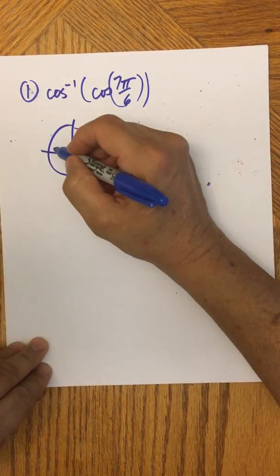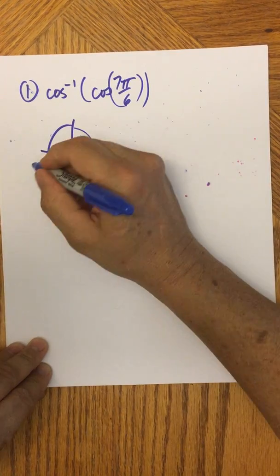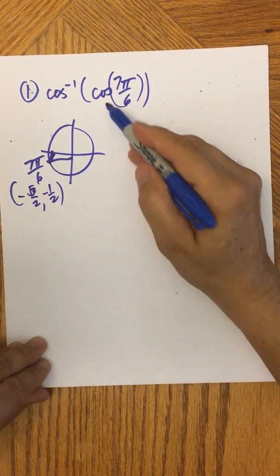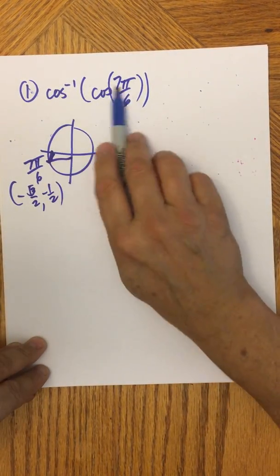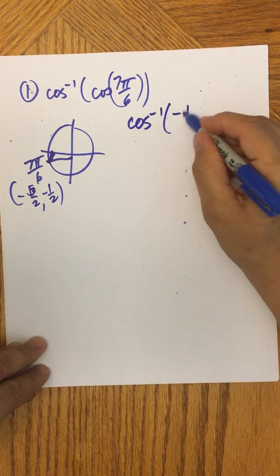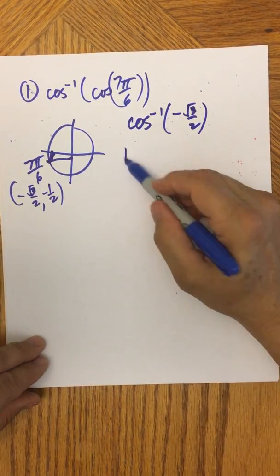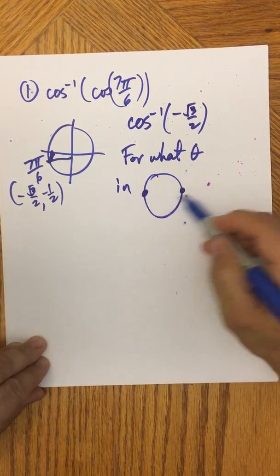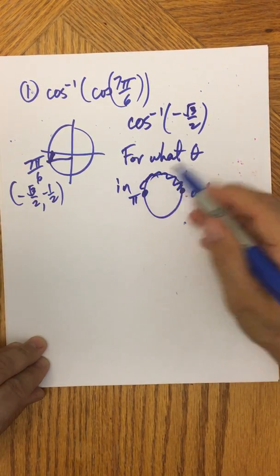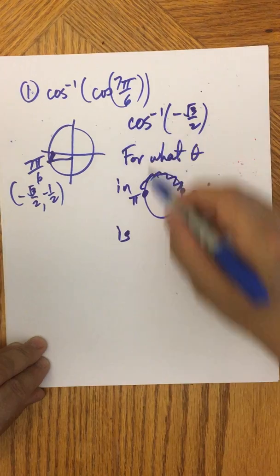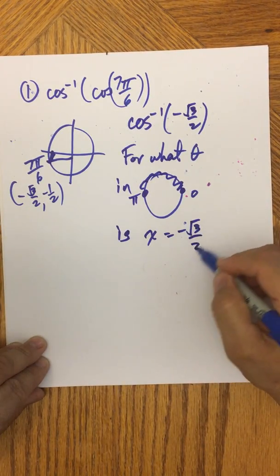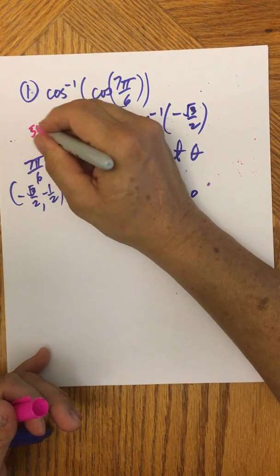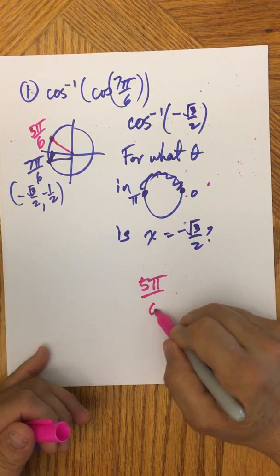So cosine of 7 pi over 6 is over here, right? 7 pi over 6, and that's negative square root 3 over 2, negative a half. The cosine is the x-coordinate, so when I evaluate this part, I get cosine inverse of negative square root 3 over 2. So now I ask myself, for what angle in 0 to pi, right, is the x-coordinate equal to negative square root 3 over 2? And that would be here at 5 pi over 6. Okay? And that's our answer.